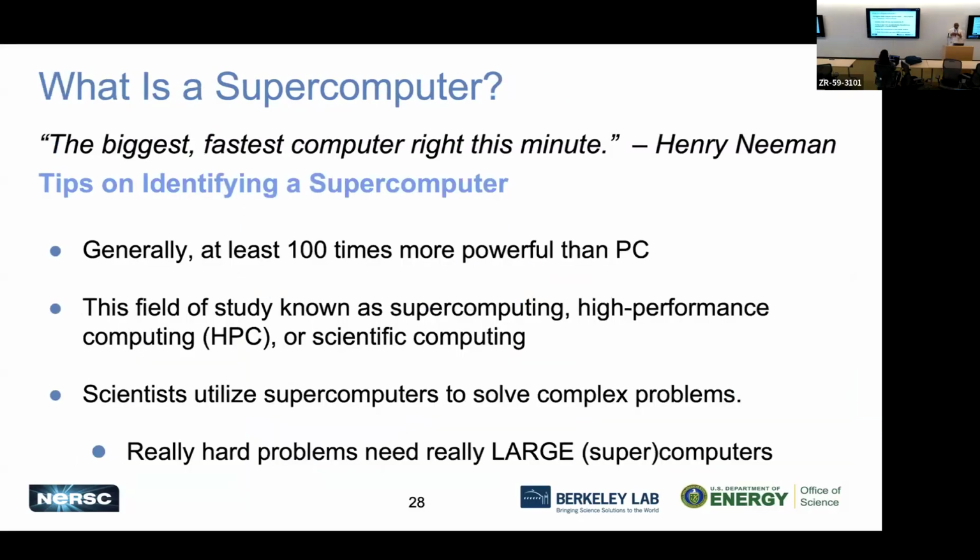And so what do we say when we're talking about a supercomputer? Well, we're talking about something that's generally at least 100 times more powerful than your traditional personal computer, laptop, or desktop. And so that's what we say a supercomputer is. It's also called a high performance computing system or scientific computing system. And supercomputers enable us to do different scientific workloads and simulations. And so current supercomputers are considered more generalized for different workloads over traditional early supercomputers.